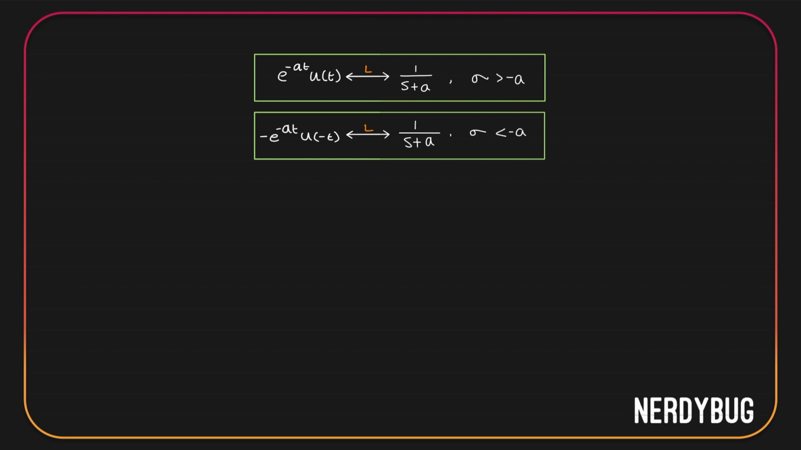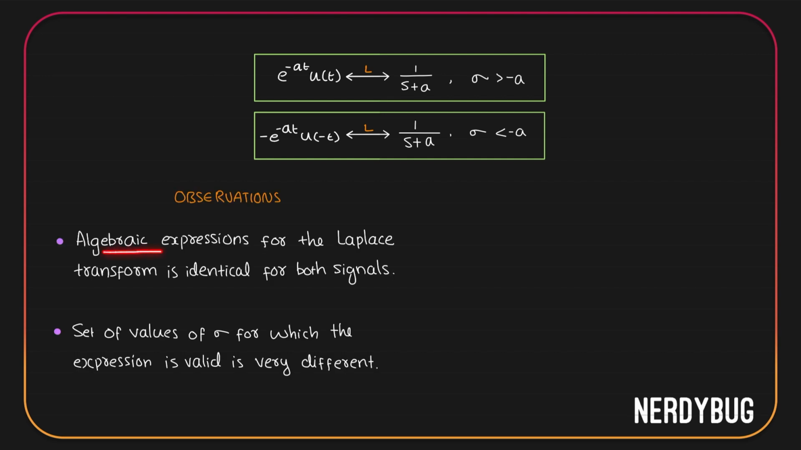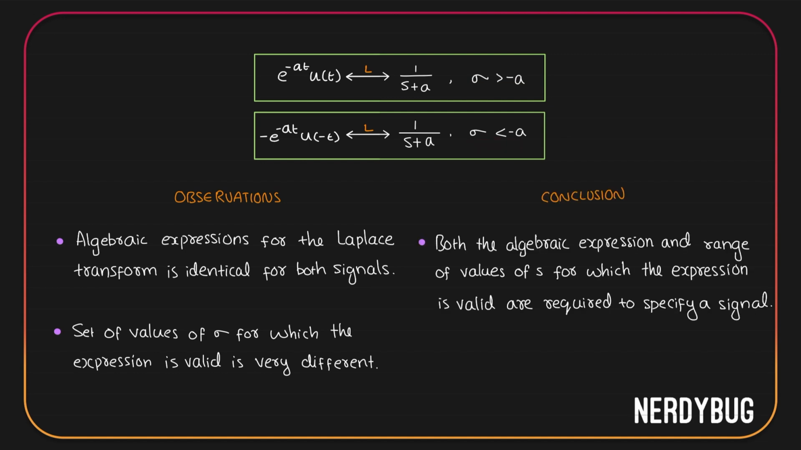Let us now make some observations based on these two equations. The algebraic expressions for the Laplace transform are identical for both signals. We got 1 by s plus a in both cases. But the set of values of sigma, which is the real part of s, for which the expression is valid, is very different. In the first case, it is if sigma is greater than minus a. In the second case, it is if sigma is less than minus a. The conclusion we can make from here is simple. Both the algebraic expression and the range of values of s for which the expression is valid are required to specify a signal.